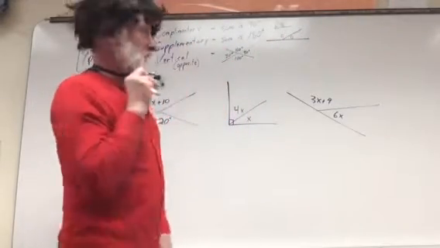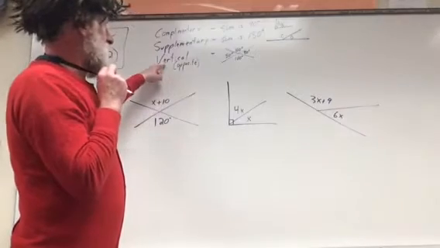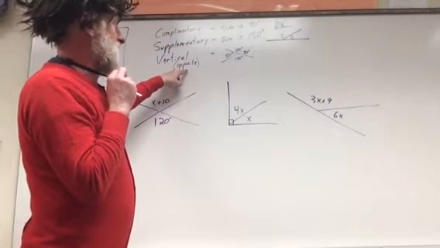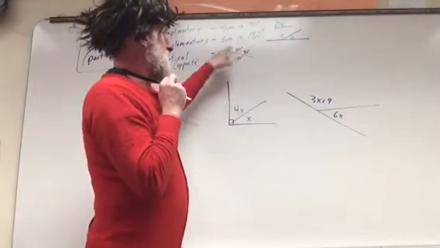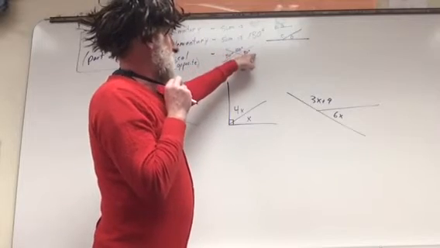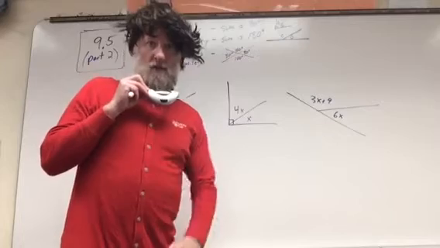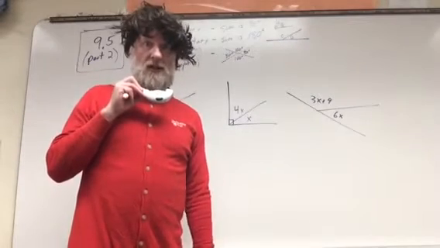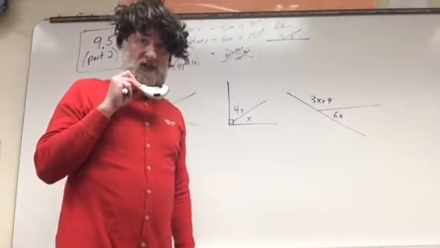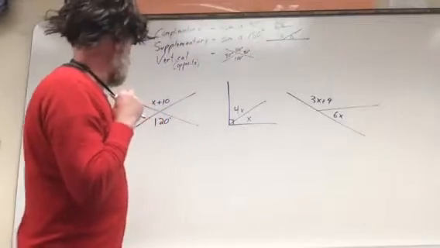That makes them supplementary. Vertical angles are on opposite sides of the X. They are congruent. They are the same. If this one's 80, that one has to be 80. If that one's 100, that one has to be 100. So you have to know those three things to do tonight's homework. Here we go, everybody. Here are three examples for tonight's homework.